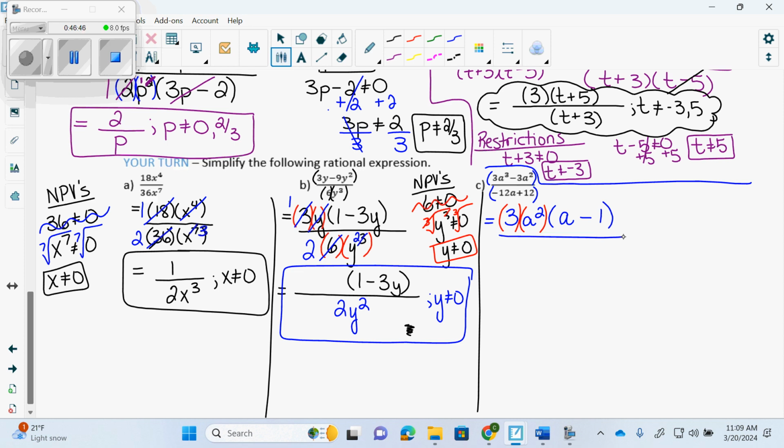Okay, the denominator, what can I take out? You can take out a 12, or you can take out a negative 12. Now, people will say to me, I don't know which one to take out. Well, if you take out a 12, and the twins don't match, then take out a negative 12. Okay? So I'm going to take a negative 12 out.